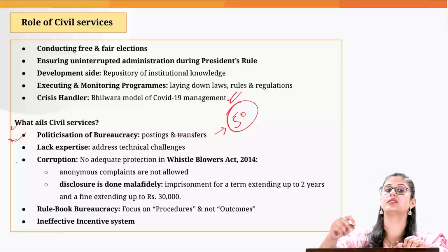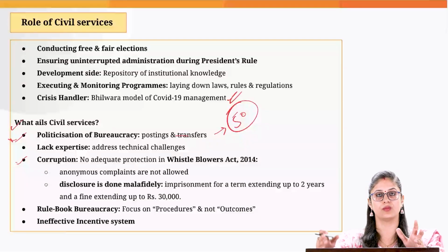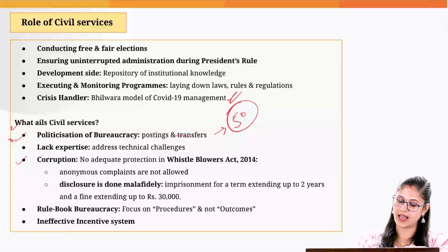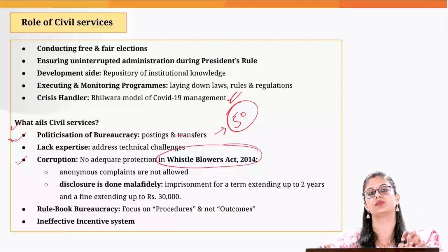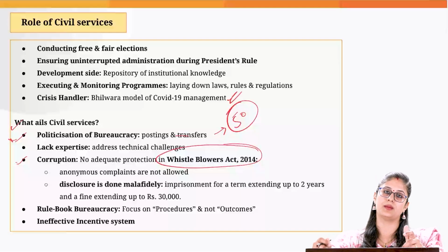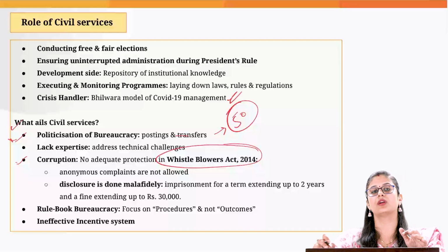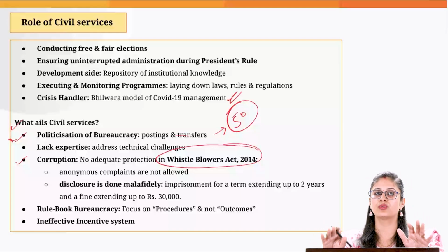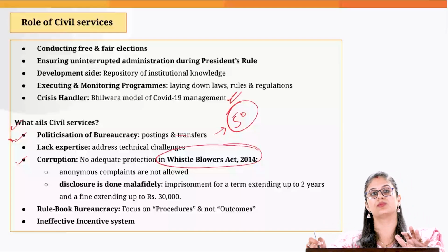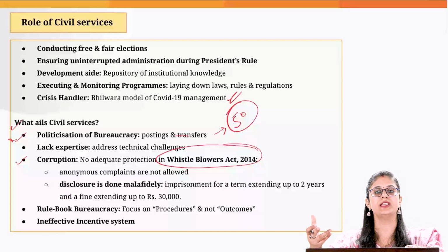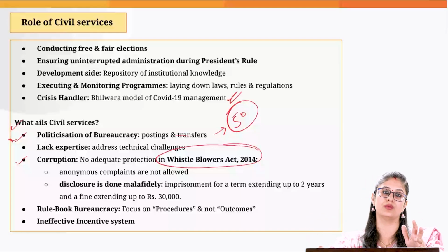Then we are witnessing corruption related instances when it comes to civil servants. And this is because of the lack of adequate protection under the Whistleblower Act of 2014. If I want to make a complaint against a civil servant, I cannot make an anonymous complaint. Even though I am making a true complaint, I need to disclose my identity.